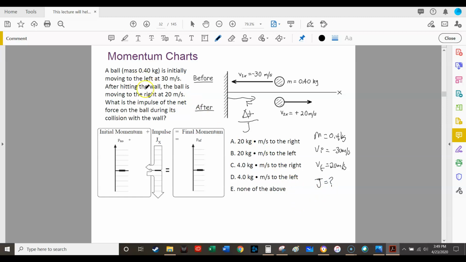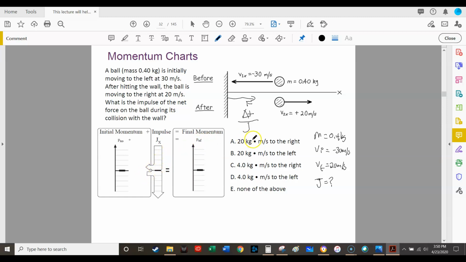So we read our prompt. We have a diagram that is supplied to us. We listed out our variables and listed out our unknowns. We don't know F and delta t, but we don't care. We're just finding the J vector, and that's what we're being asked to do, okay? Well, here's what a momentum bar chart is. We're going to list out the initial momentum coming in, right?